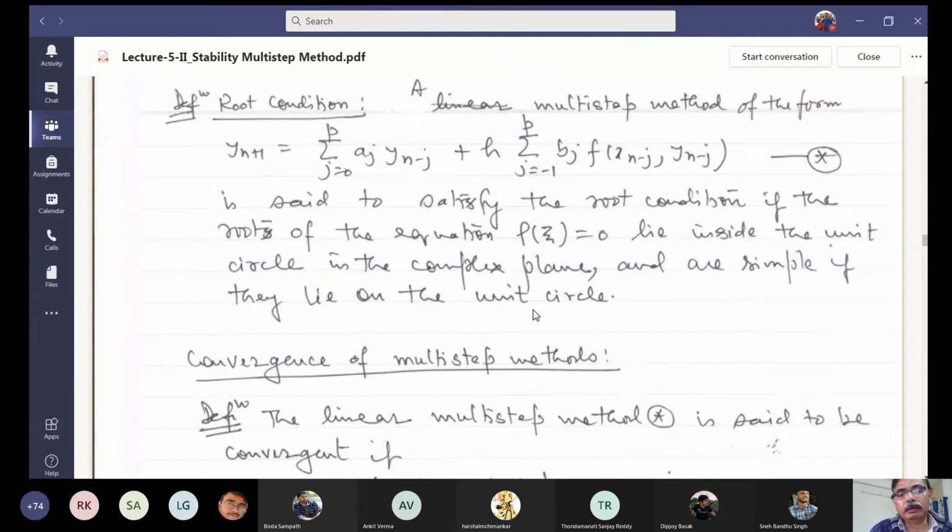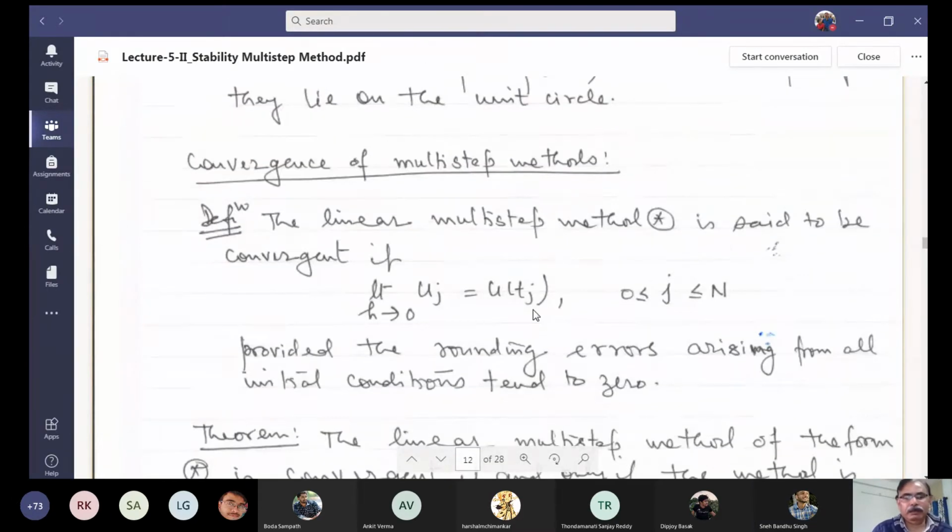This is called the root condition. Is that clear? Yes, sir. Okay. This will come in your way also.